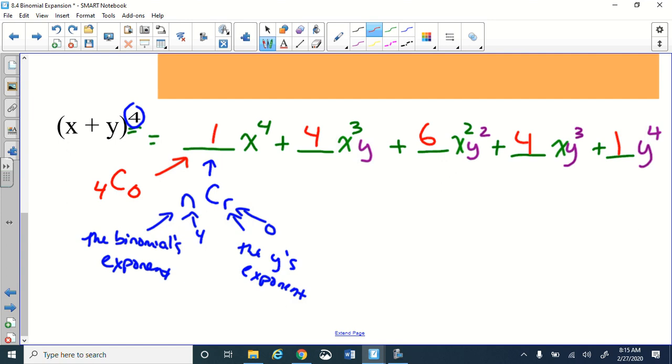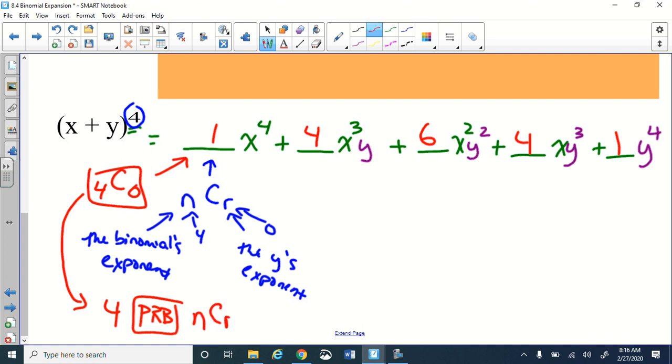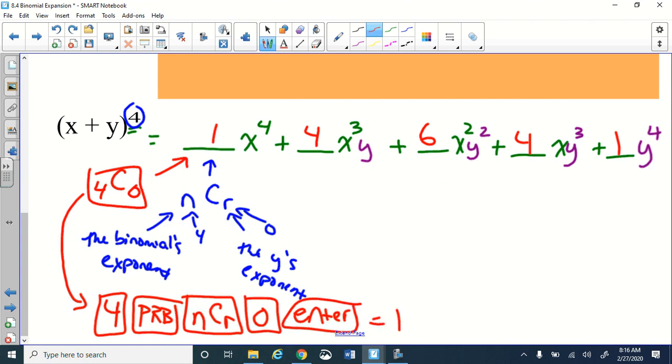You pick up your calculator, and this is what you do. The first thing you're going to do is press 4. If you have to pause and go get a calculator, that's awesome. Do that. So you push 4, and then you push PRB, that's our probability button. Then you scroll down and you see the nCr. You push that. Then you push 0, and then you push enter. And when you're done with that, out should pop a 1. I know that's a lot of button pushing, but it'll be faster once you get used to it.